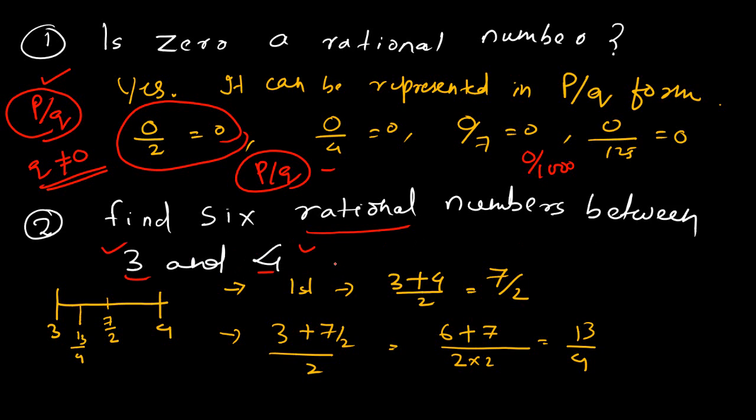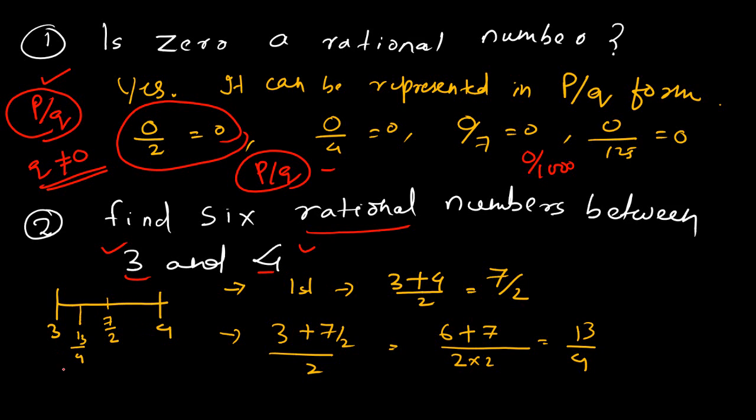In one way, you will simply take the average, and you'll be able to find a number of rational numbers between any two rational numbers. In the other way, you will make the denominator the same by dividing and multiplying, and then you'll be able to find the 6 rational numbers, or any number of rational numbers, between these two numbers. Let's take them one after the other.